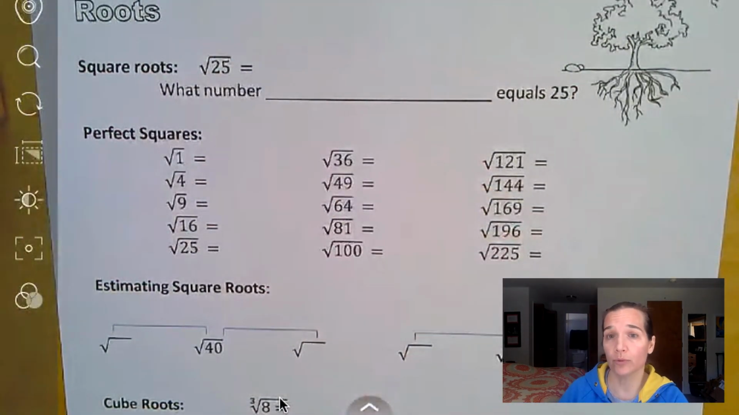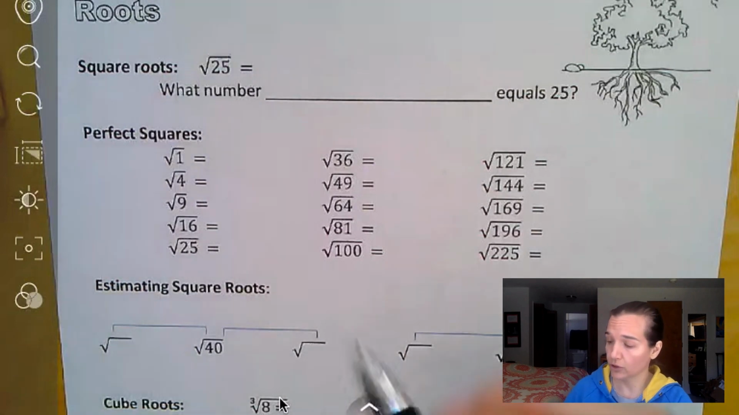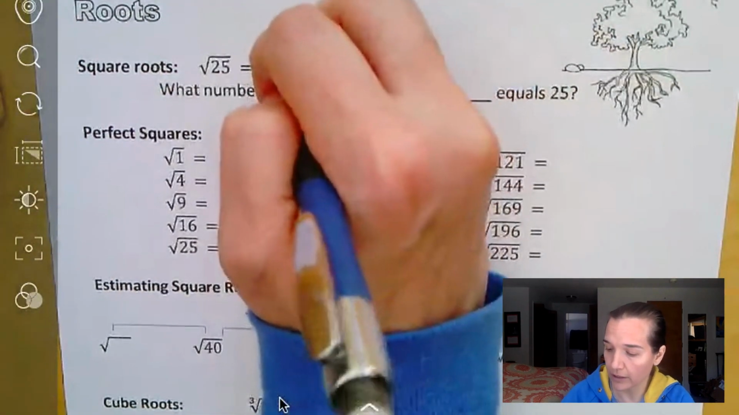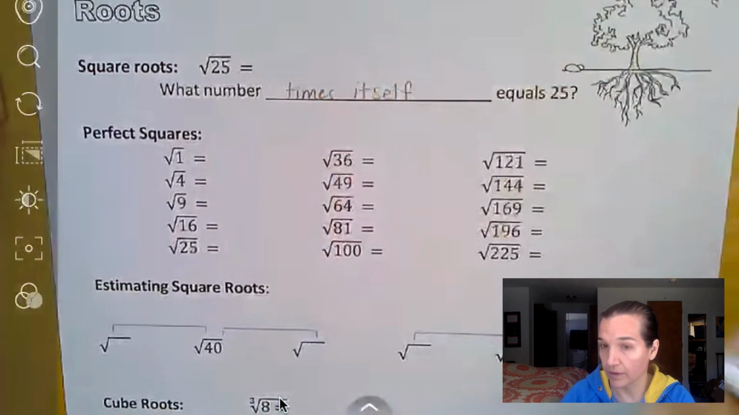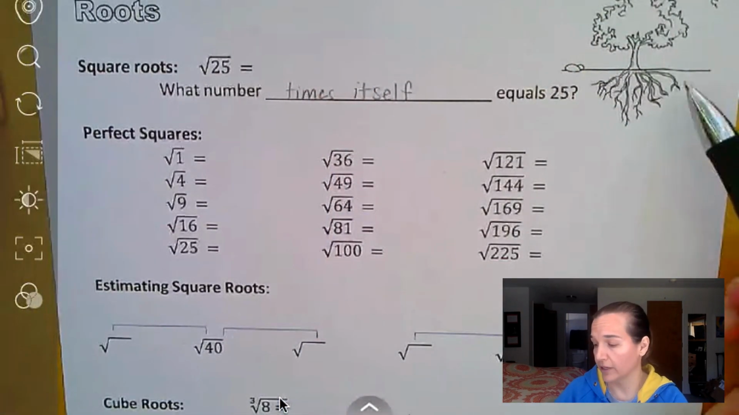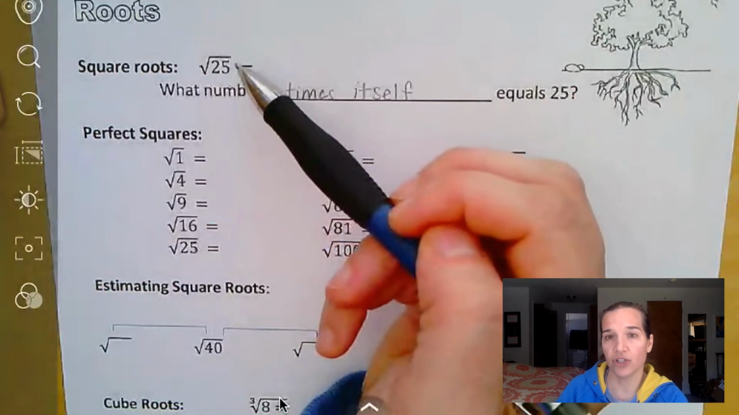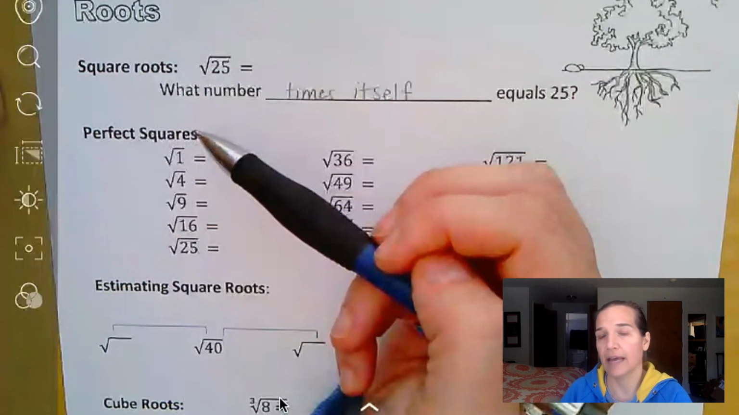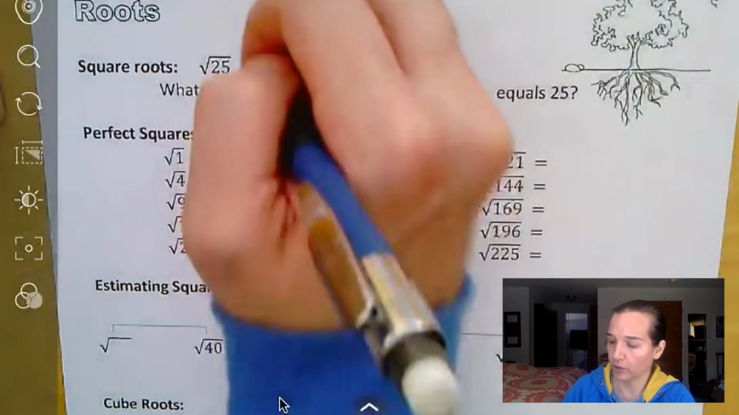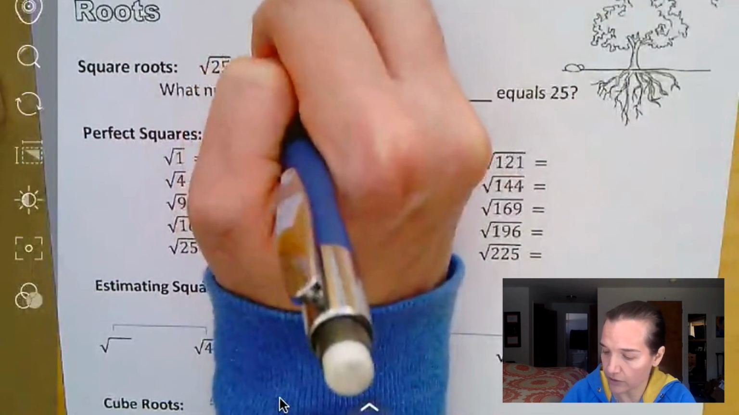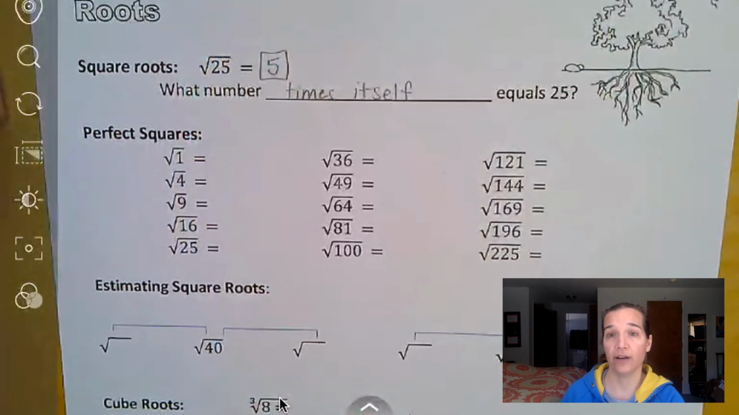Square roots, such as square root of 25, what they're trying to find out is what number times itself is equal to 25. So this is not division. It's not 25 cut in half or anything like that, but it's what number times itself gives you that 25. And the answer there is 5. 5 times 5 is 25. So the square root of it is just 5.